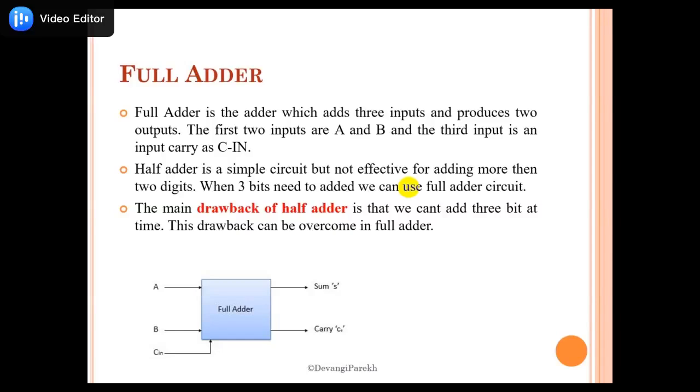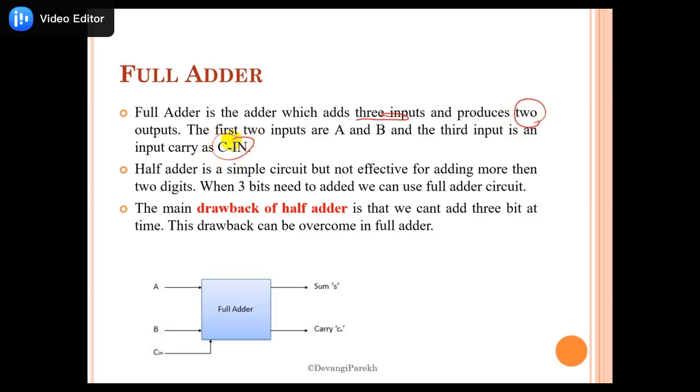Now we will see the full adder. Full adder is one kind of combinational circuit which is basically used to add 3-bit binary numbers. In a full adder circuit there are 3 inputs and it will produce 2 outputs. In a full adder we are going to add carry in addition.